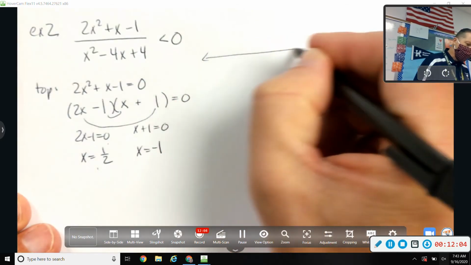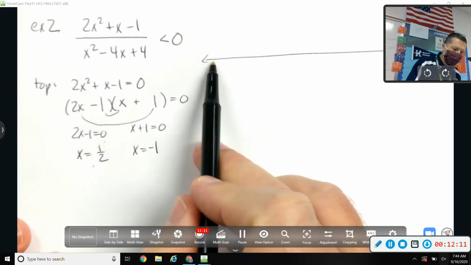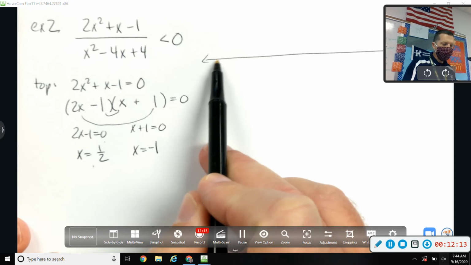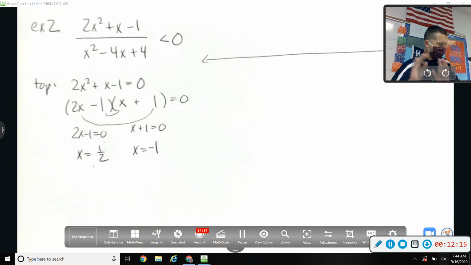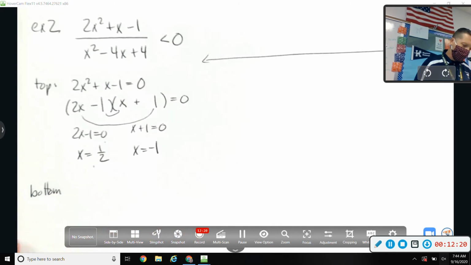Although, again, I don't want to put them on the number line yet because I need to know what my other zeros are to have an idea of where to put them. Otherwise, I end up with 3 numbers all squinched up on one side. So just kind of hold that thought for a minute. Let's find the zeros of the denominator.